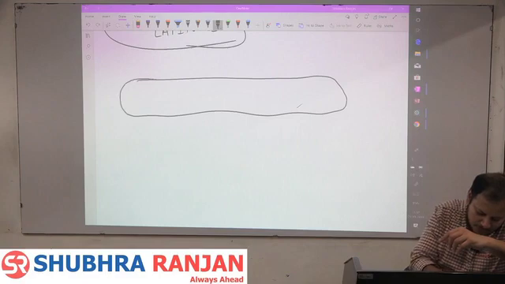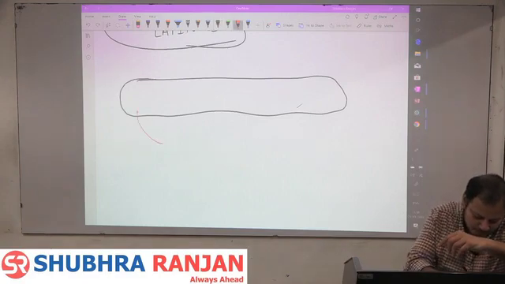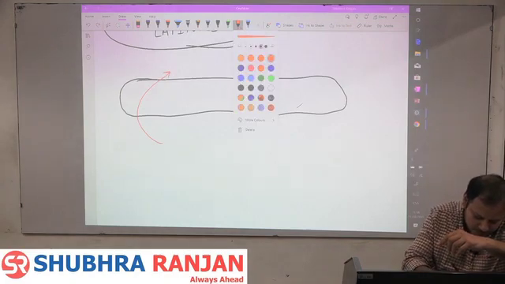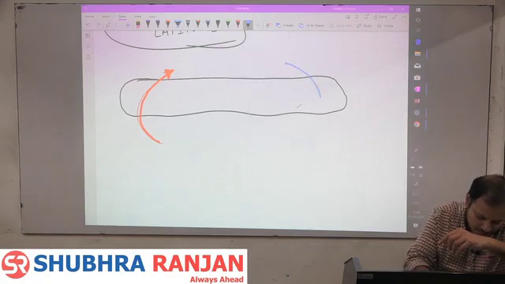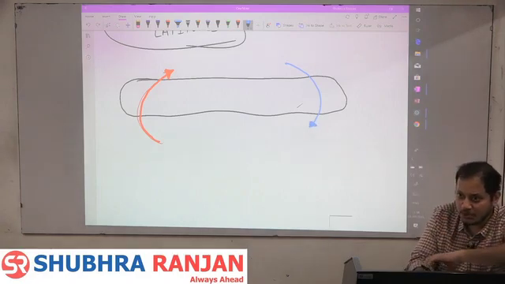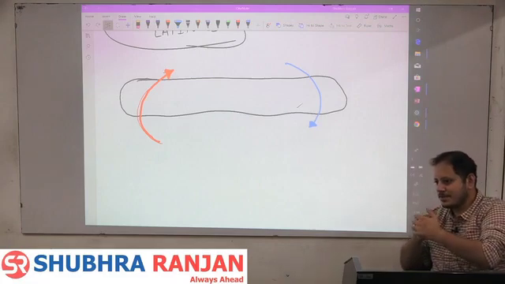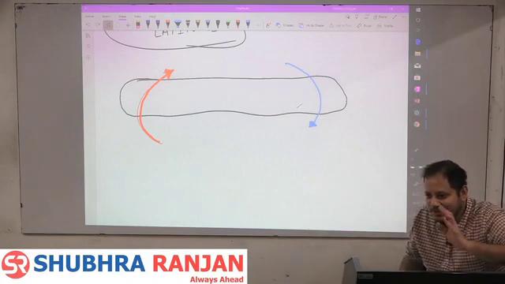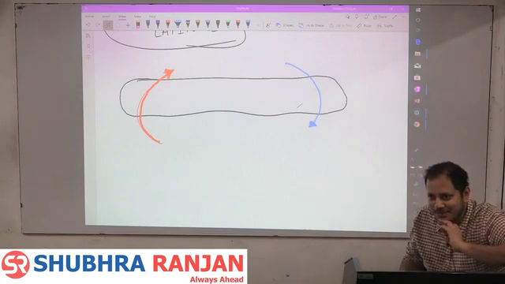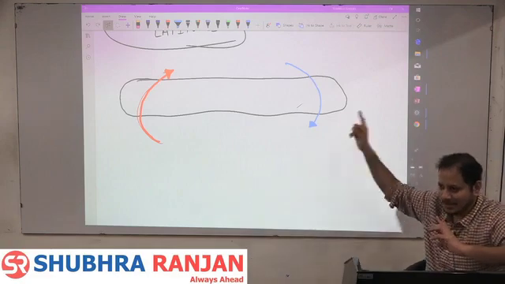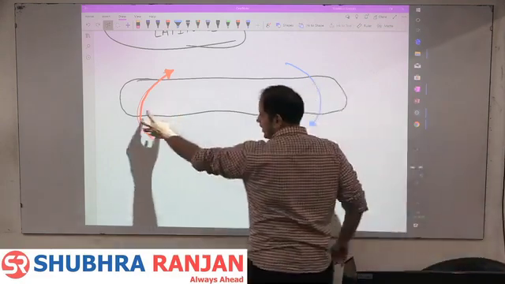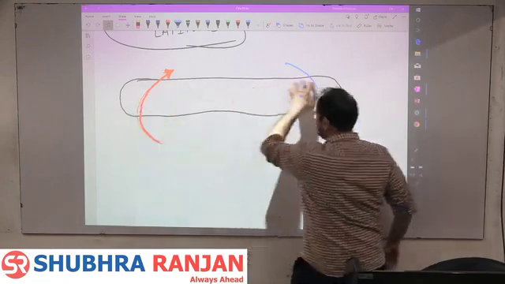The horse latitudes show variation in the eastern and western parts. Western parts of the oceans are more humid. Can someone tell me why? Warm ocean currents. Agar ye subtropical high pressure belt mein hai, so yahan pe warm ocean currents hai. Ye zyada humid hai, western part. And the eastern part is dry.